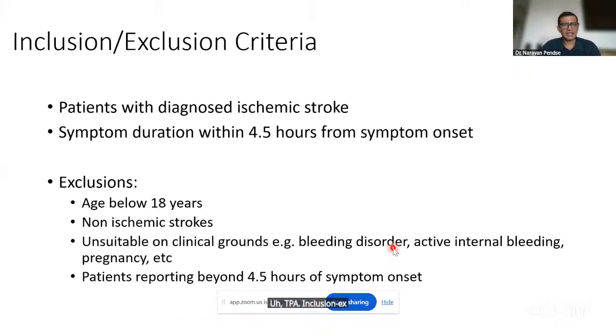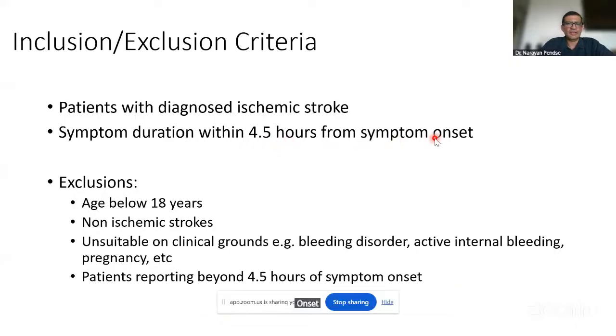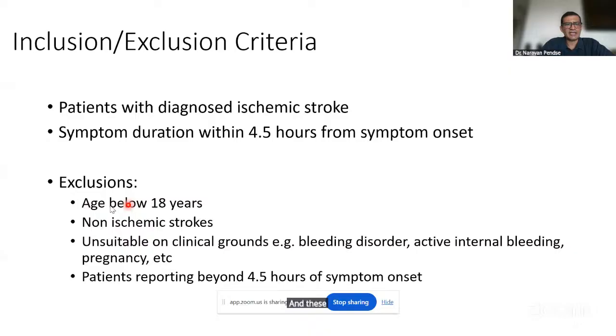Inclusion and exclusion criteria. One important thing to note here is that neurological stroke can be treated, or should be treated, with intravenous clot lysis within 4.5 hours from the onset of the symptoms. So anybody reporting beyond 4.5 hours should automatically be excluded. There are also certain contraindications for use of this medicine. Patients who have bleeding disorders or active internal bleeding or pregnancy, etc., are excluded. Similarly, non-ischemic, that is hemorrhagic strokes, are also excluded, and these guidelines are yet for adult patients only.